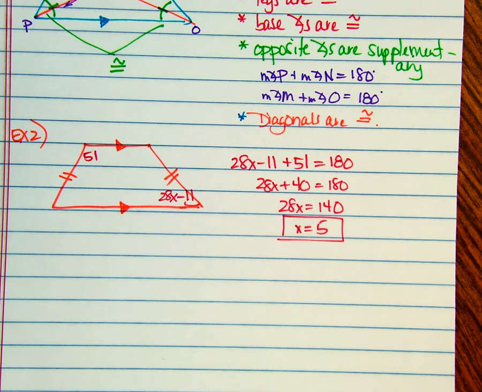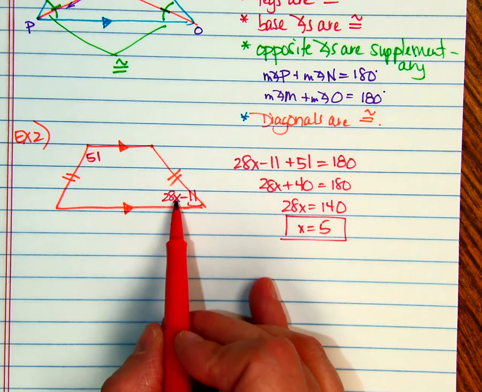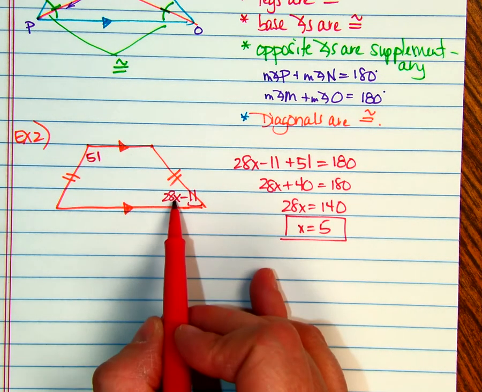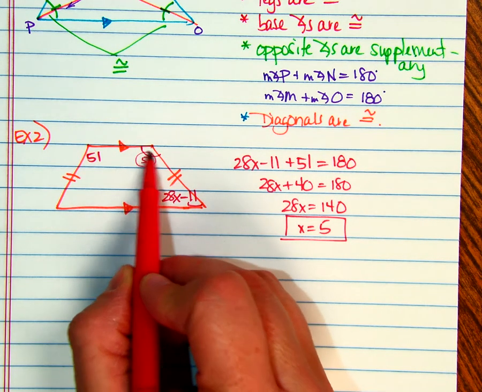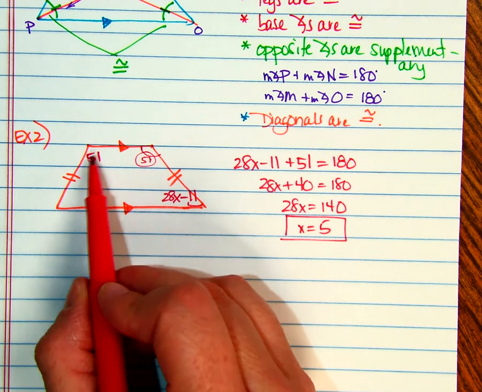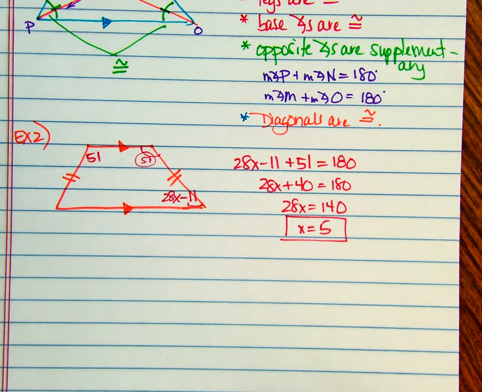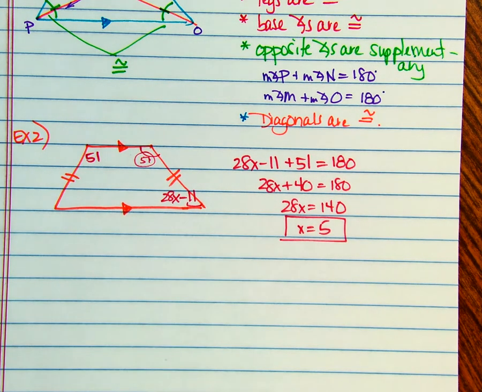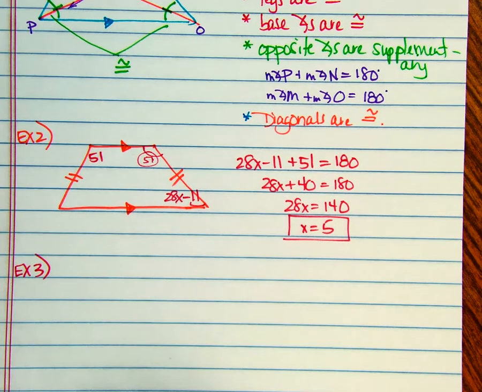So if x equals 5, let's say I was actually asked to find the missing angles, I would plug this back in, know that these are supplementary. We would know that this angle is also 51 because base angles are congruent, and we could find out this one as well because they are supplementary. Okay, let's do the last one with angles. Example 3.